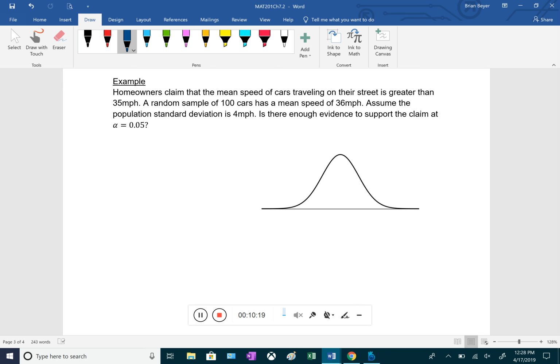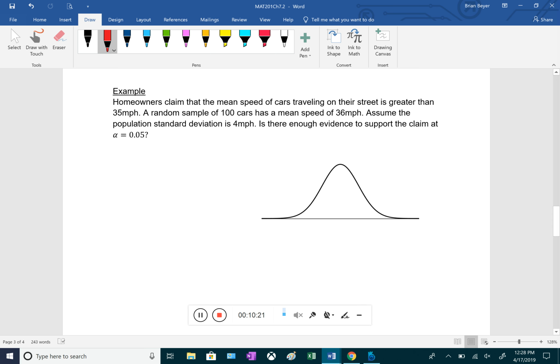Okay, so running through our givens here, the claim is that the mean is greater than 35. So that's mu greater than 35. We should already know that's going to be the alternative because there's no equality. Let's write down our other givens. We have a sample size of 100 cars. The sample mean of their speeds is 36. The population standard deviation is 4. And the significance level is 0.05.